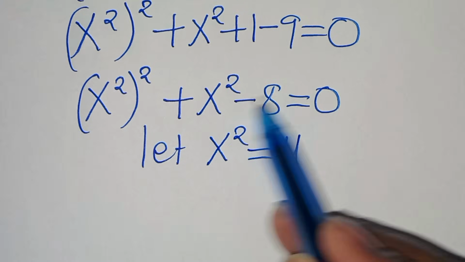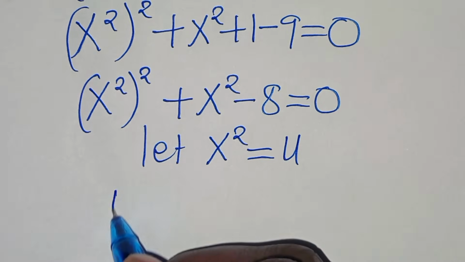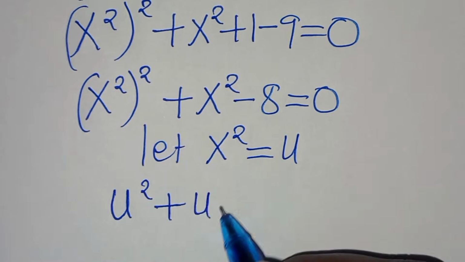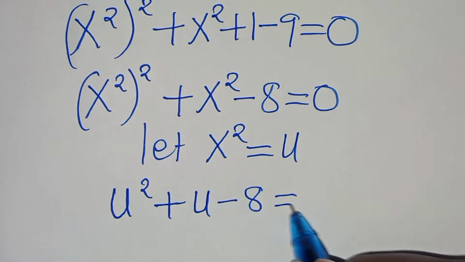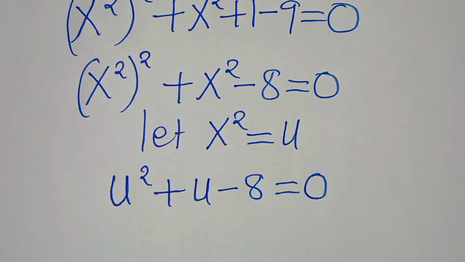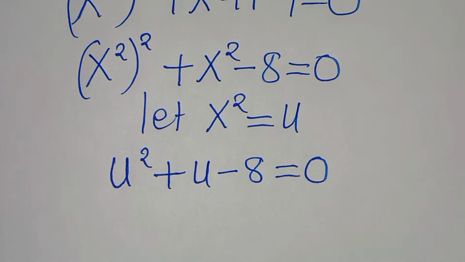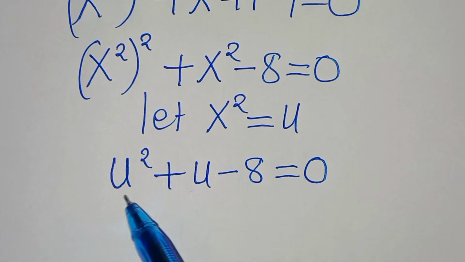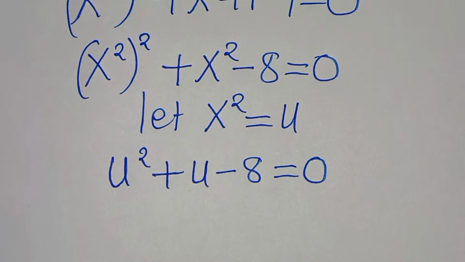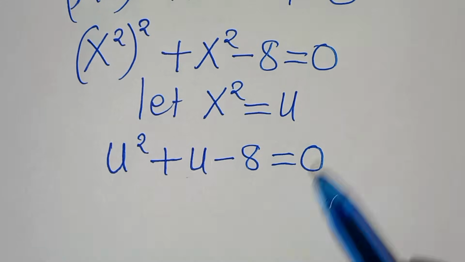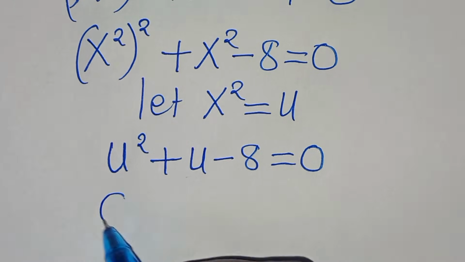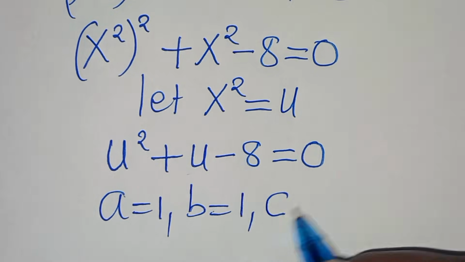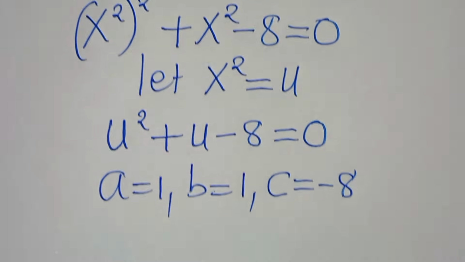Substituting u back into this equation, we have u squared plus u subtract 8 equal to 0. This is a quadratic equation, and we can solve it by the quadratic formula. Remember, we have a equal to 1, b equal to 1, and c equal to minus 8.